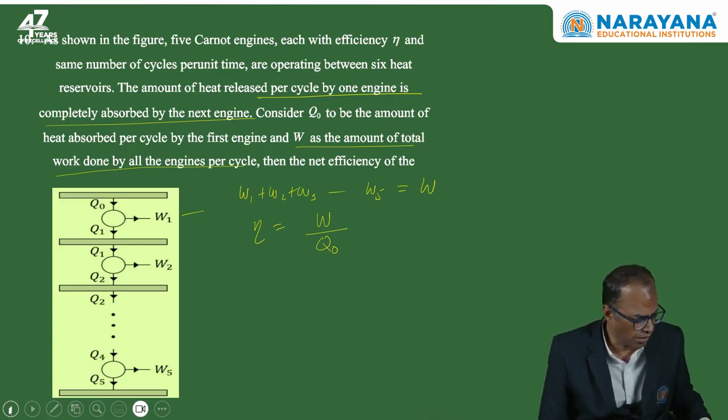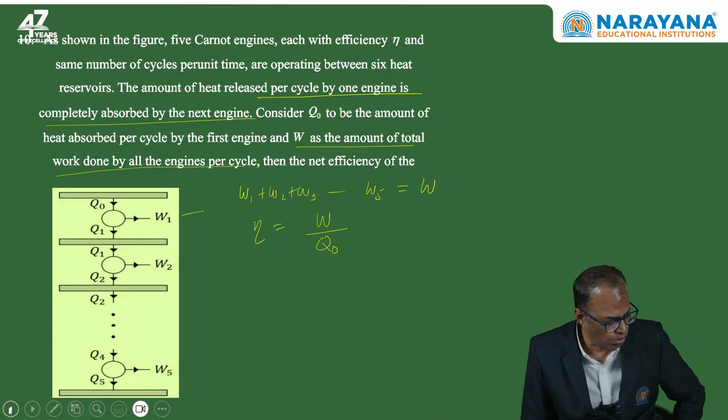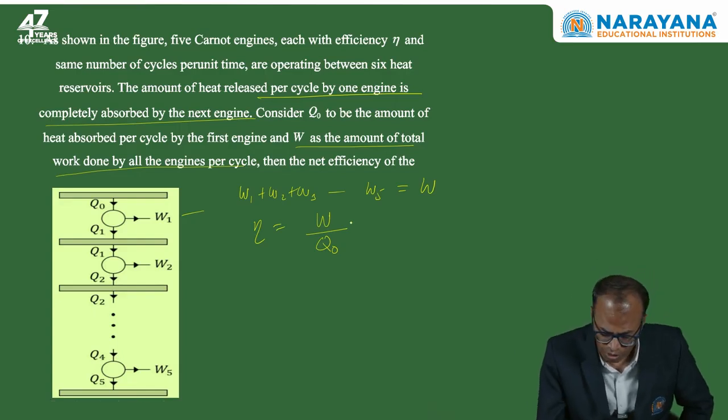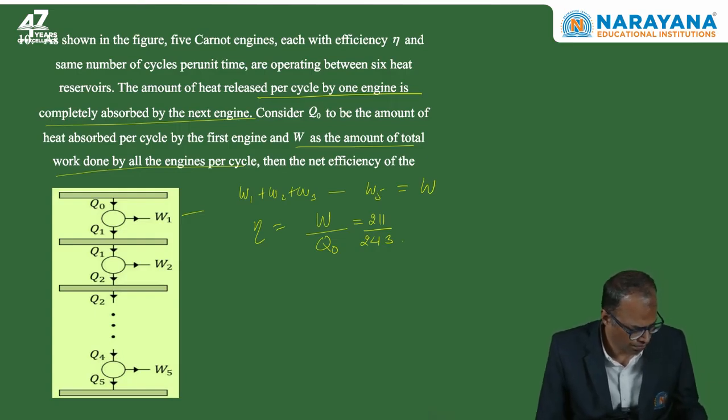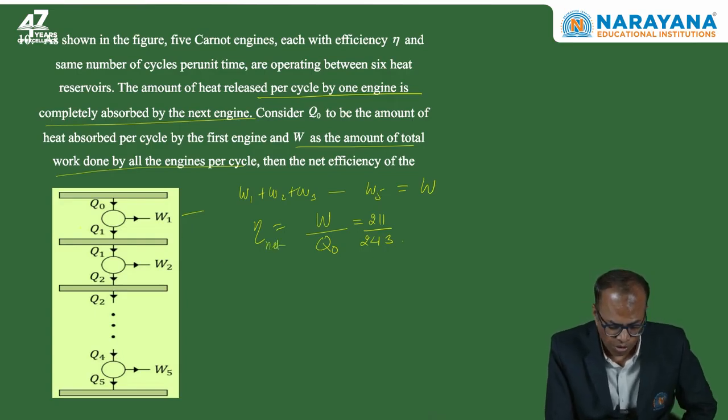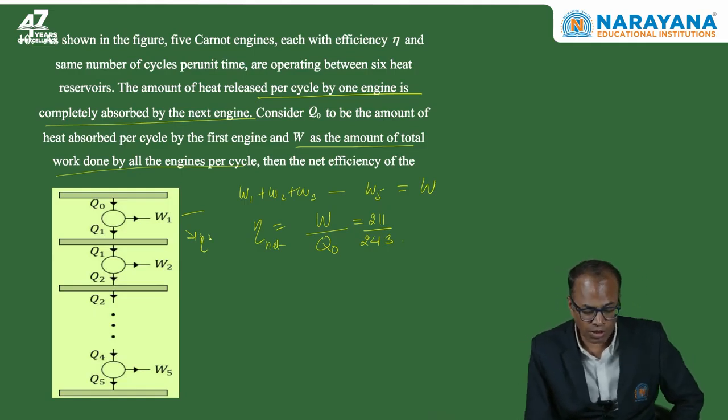It is written, net efficiency of the system is found to be 211 by 243. This is given to be 211 by 243. We have to find eta. What is eta? As shown in the figure, 5 Carnot cycles, each with efficiency eta. So net efficiency is given to be 211 by 243 and I have to find the efficiency of each individual one. All right, so let's say eta is the efficiency.